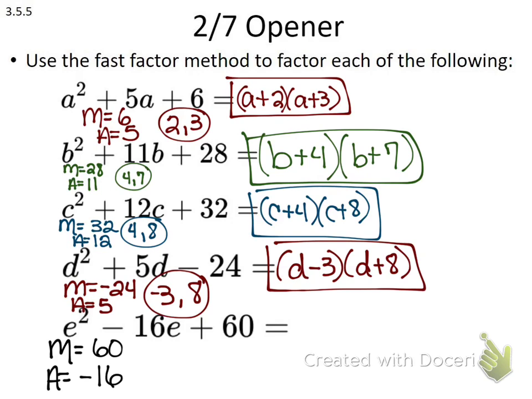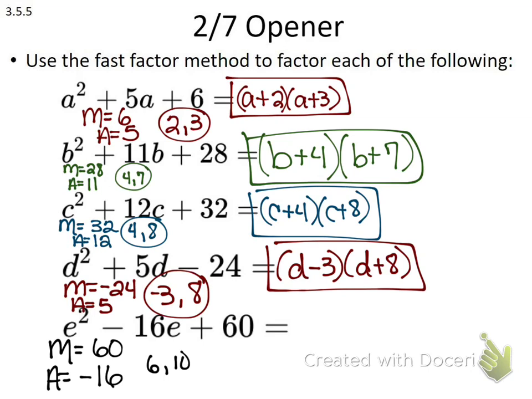Let's look. So because they're negative, we can either add these together to get 16, or we can subtract them. Okay, but can I add any of these together to get 16? Yeah. 6 and 10. Okay, now let's use those 6 and 10. Now, because your M is a positive and your A is a negative, what has to happen to both of these numbers?